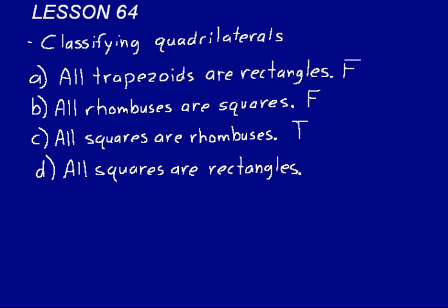Let's do one more. All squares are rectangles. Well, let's just think about it. A rectangle, that's a parallelogram with right angles. Squares are parallelograms with right angles. Squares are just a special kind of rectangle that has all the sides the same length. So that would be true. All squares are rectangles. They're all parallelograms with sides at right angles to each other.